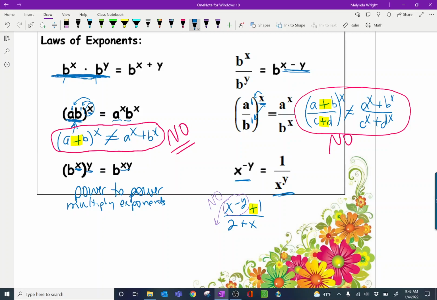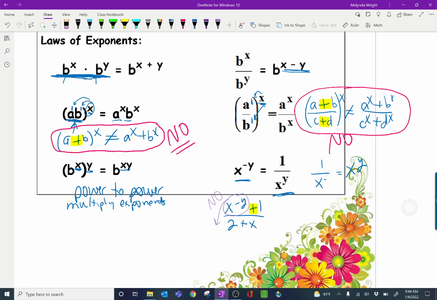So hopefully that's helpful. I want to be a little bit more specific on the x to the negative y's. So we've seen this scenario. What if we had, let's say, 1 over x to the negative y? What would we do? Well, that rule would give me just x to the y.